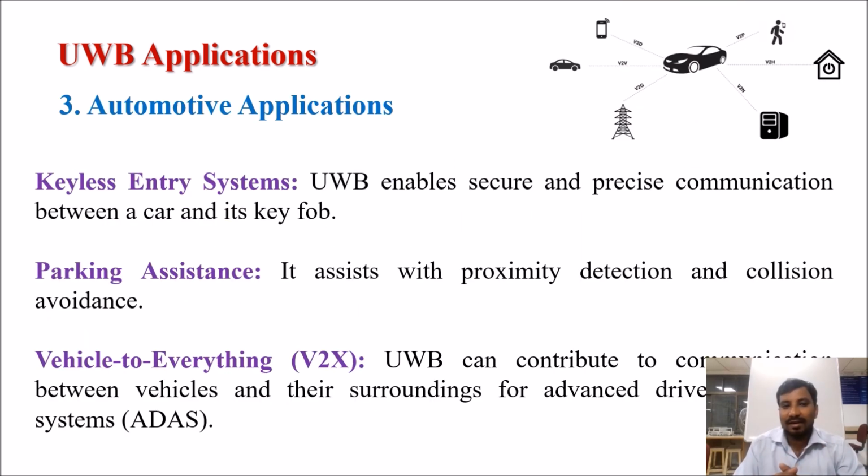Next, a very important application is automotive communications, where several features are listed on this slide. You may look at keyless entry systems, where UWB enables secure and precise communication between the car and its key fob. The next is parking assistance, which assists with proximity detection and collision avoidance. And for vehicle to everything, ultra wideband can contribute to communication between vehicles and pedestrians, and it can also be used for advanced driver assistance systems.